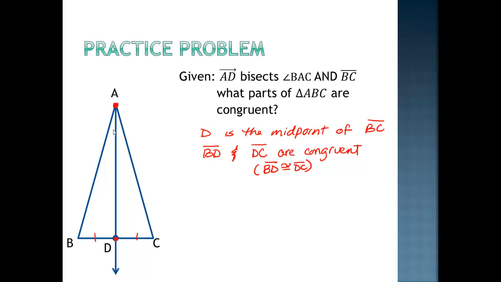Well, since this bisects the angle, we also know that this and this are congruent. So we can also say that angle BAD or DAB, but remember, since A is the vertex, we need to have that be in the middle, is congruent to angle DAC or CAD, whichever you prefer. And the reason for that is because we are given that ray AD bisects BAC. So that would be about it that you could find for congruent parts.